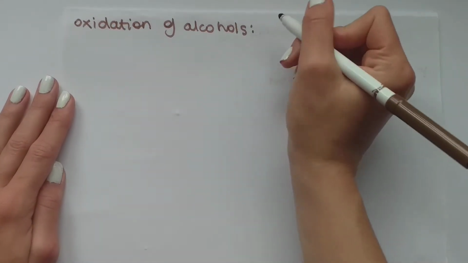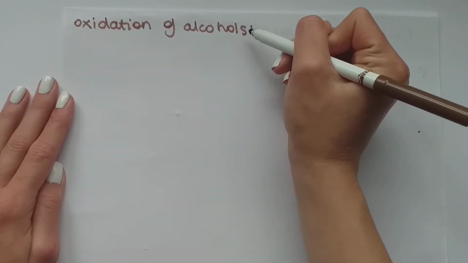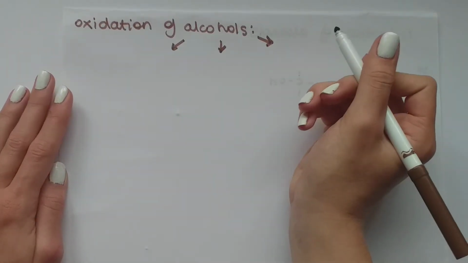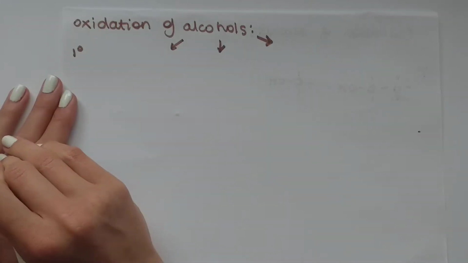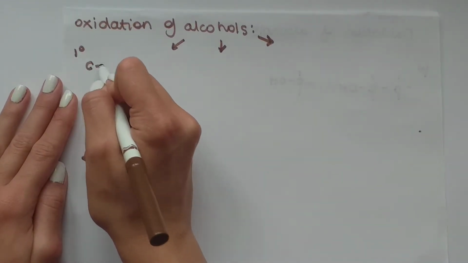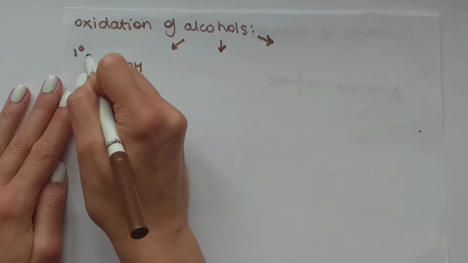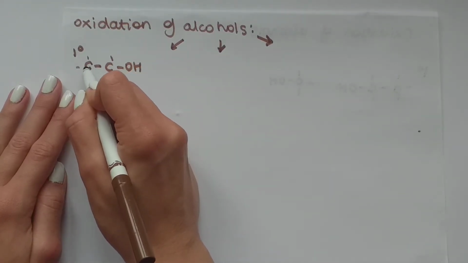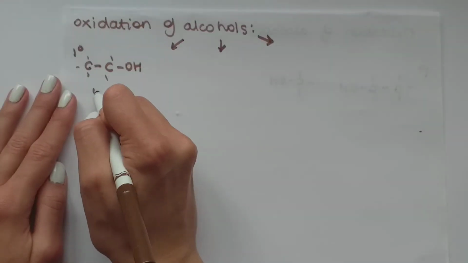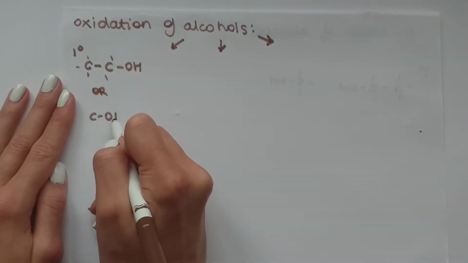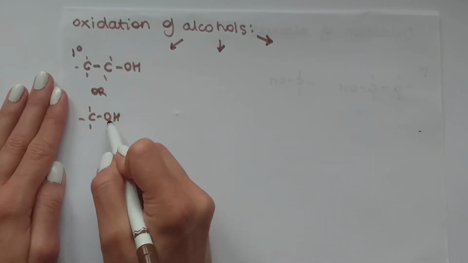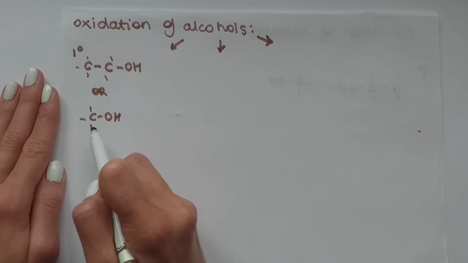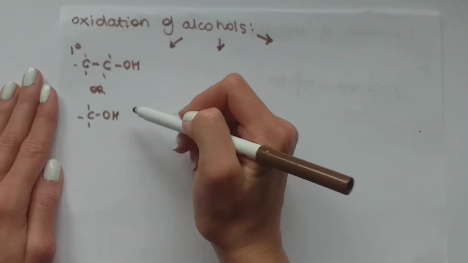But before we go into the oxidation of these alcohols, you firstly have to know there are three types of alcohols. The first type is a primary alcohol, where the OH group is connected to a carbon which is bonded to only one other carbon, or if the OH group, so our alcohol group, is connected to a carbon which is bonded to no other carbons. This is the primary alcohol.